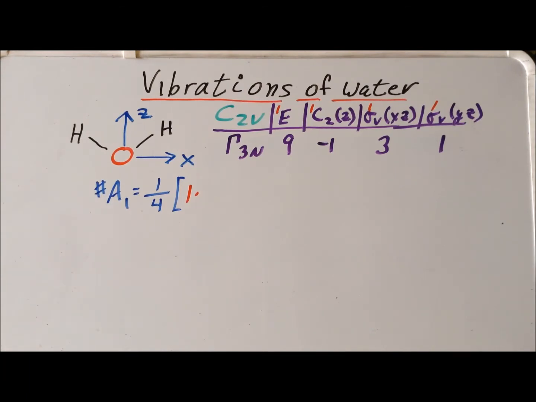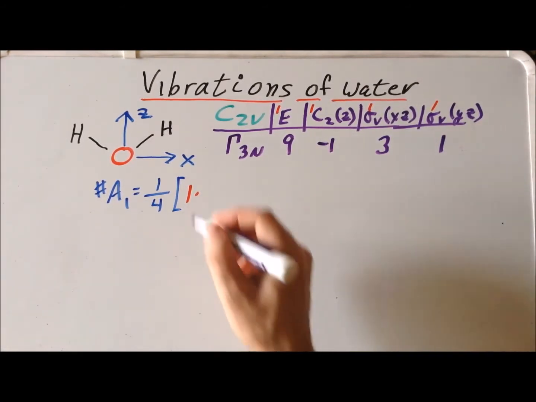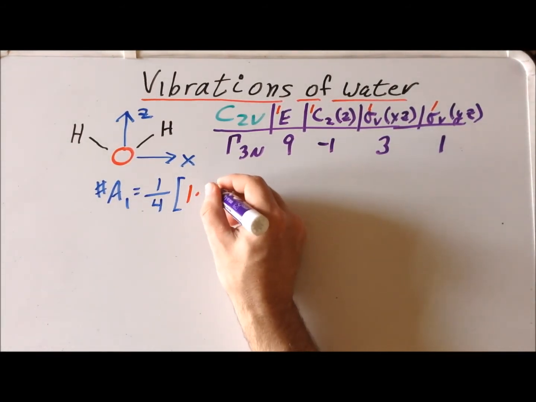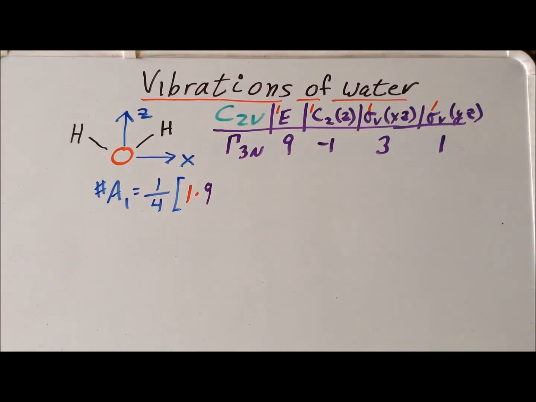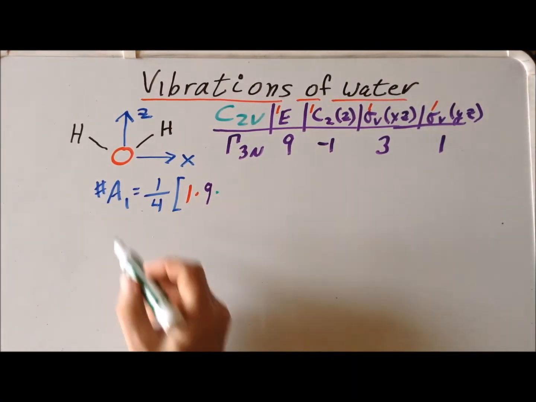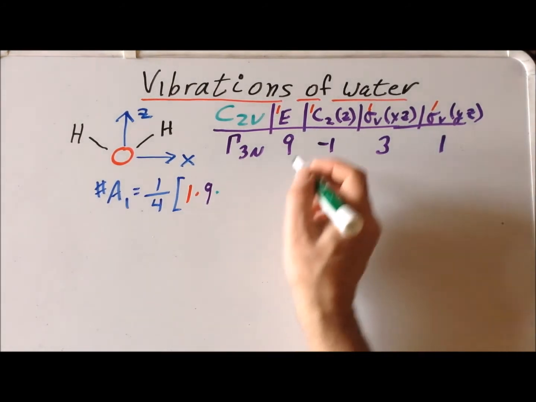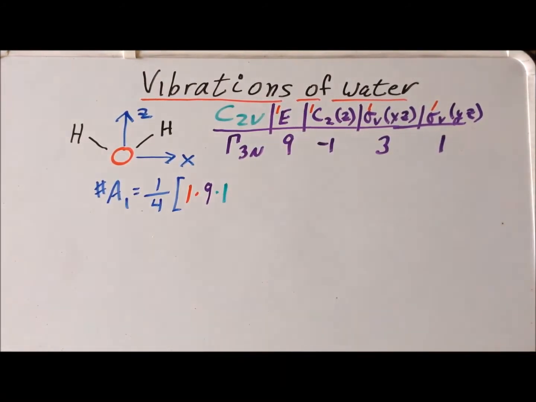The second factor in each term is going to be this character from the reducible representation. So that is a 9. And the third factor, which we'll write in green here, is the character from the character table that applies to the irreducible representation. So for A1, the character for this symmetry operation is a plus 1. So 1 times 9 times 1.